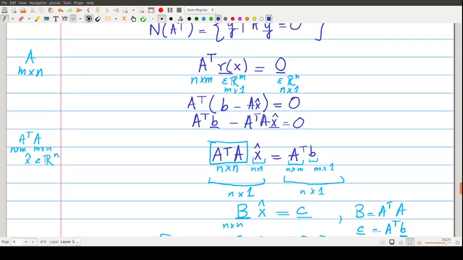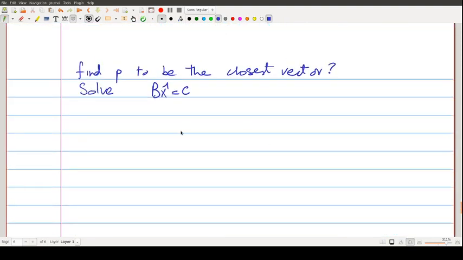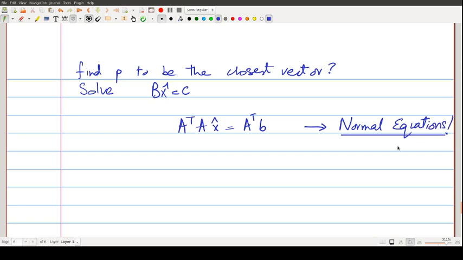And by the way, this system that I've written over here, these are also called... So the system that we're looking to solve is A transpose A x hat equals A transpose b. These are called the normal equations, right? So this is the system of normal equations that we have to solve.